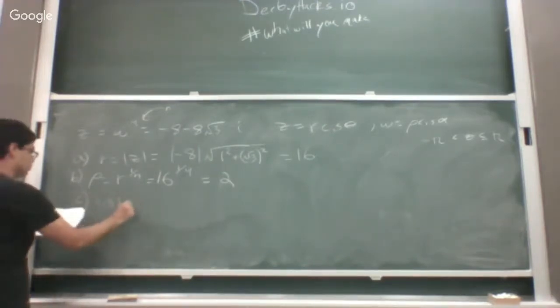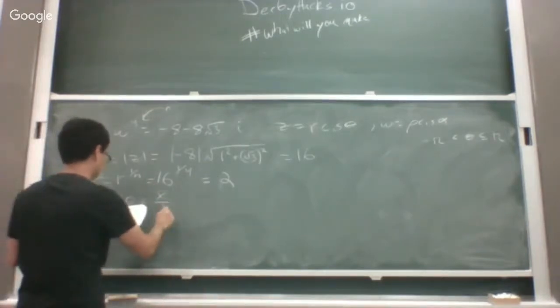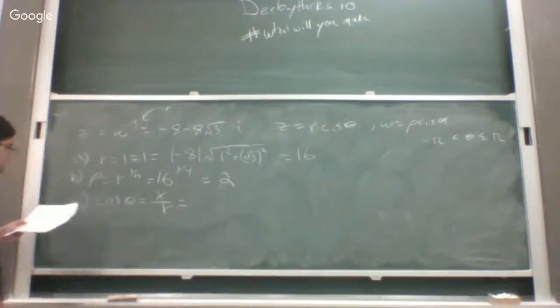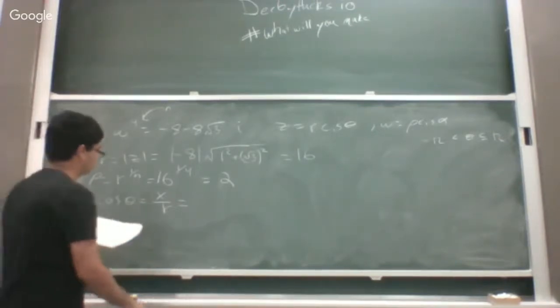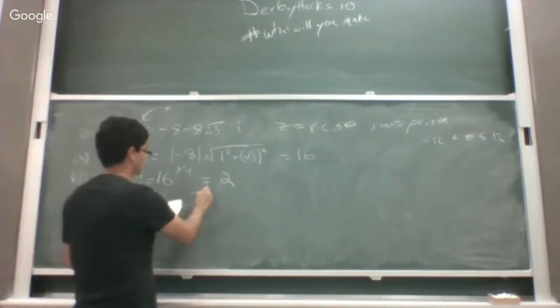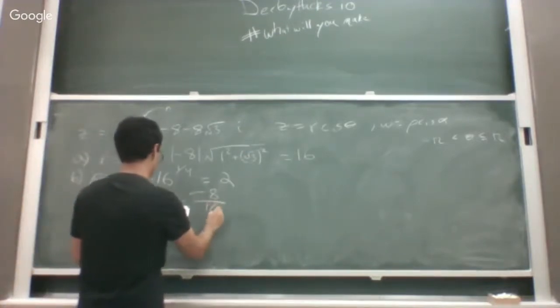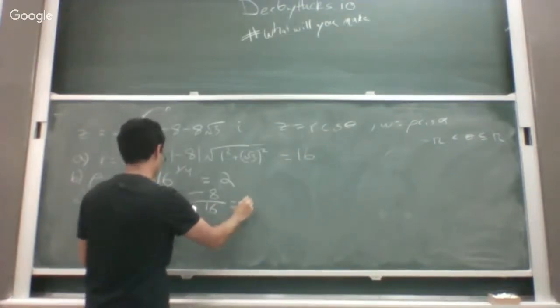Cosine of theta is x over r. Our x value comes from the non-i coefficient. We'll go with negative 8 over 16. So negative 1/2.